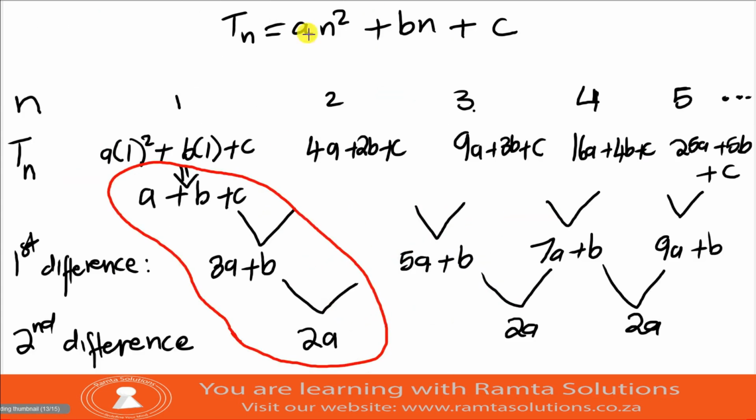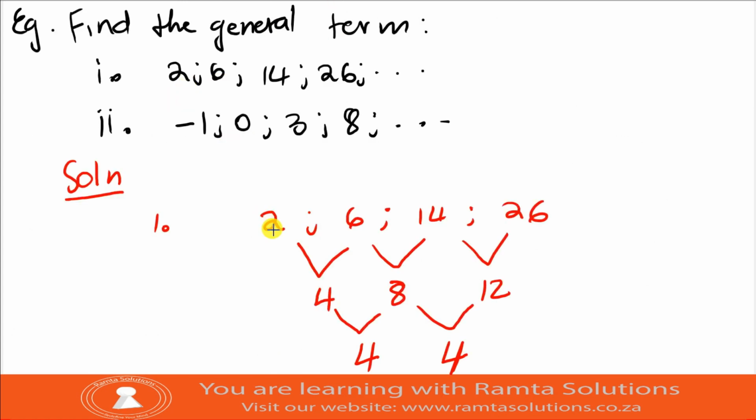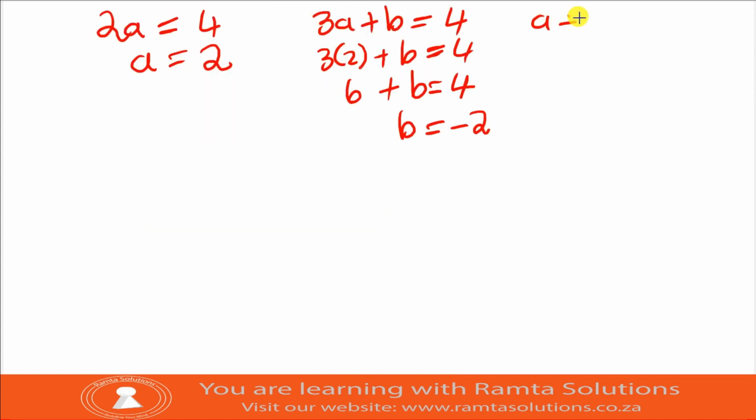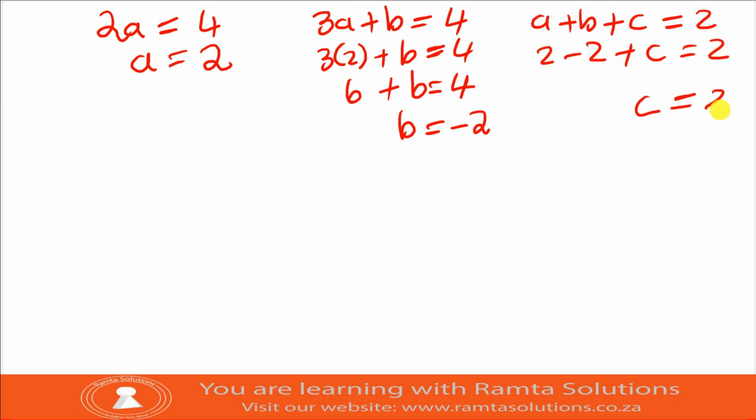Now check this out. The first term, which we term a plus b plus c, it's here, it's 2. Alright, it's 2. So a plus b plus c equals 2. Already we found a, we found b, we need to find c. So what is it? This is 2 minus 2 plus c equals 2. I see 2 minus 2 is 0. Therefore, c is 2. Now, remember, we said Tn equals An squared plus Bn plus C.